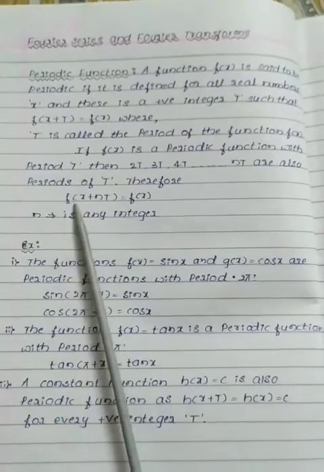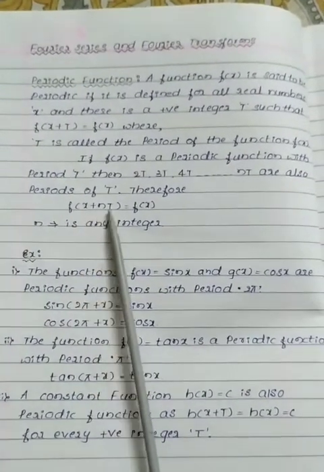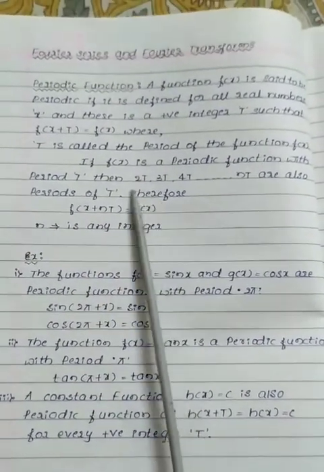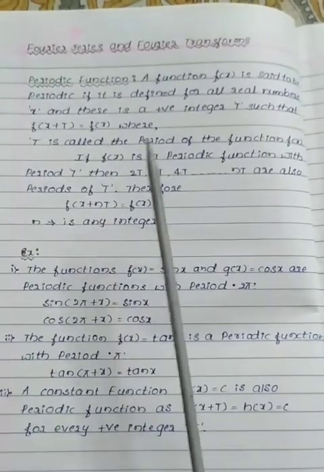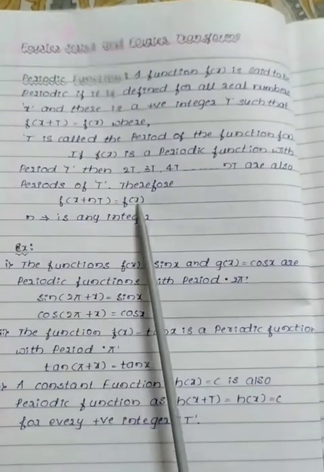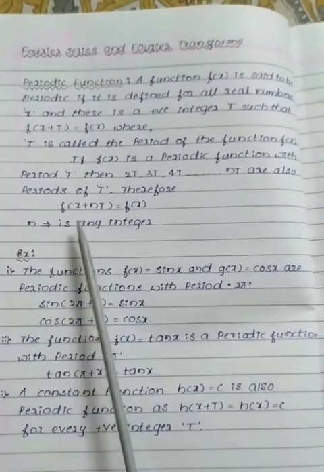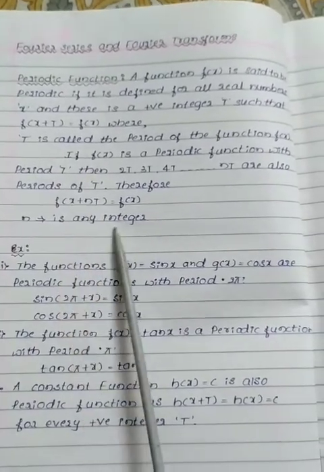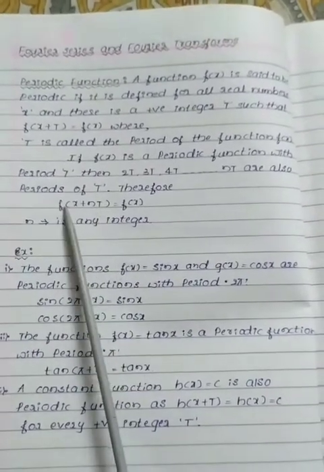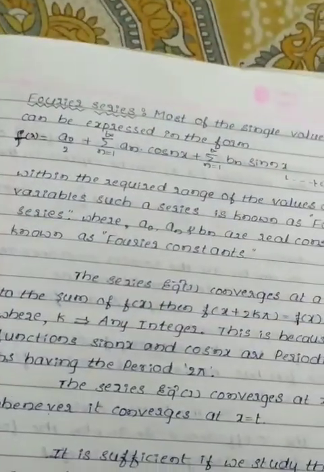Okay. The function f of x plus nT is equal to f of x. If you get this form, that function is said to be a periodic function, where n is any integer and T is the time period of the function. Okay, let's see what is a Fourier series.